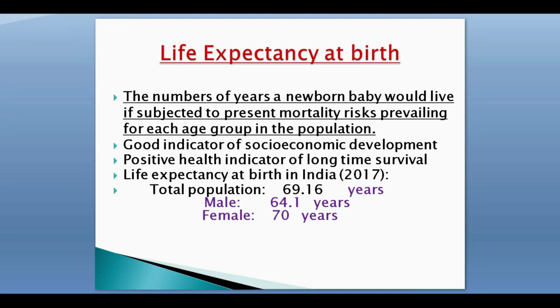What is life expectancy at birth? The number of years a newborn baby would live if subjected to present mortality risks prevailing for each age group in the population. It is a very good indicator of socio-economic development of a country, of an area, of a place. So it is a positive health indicator of long-term survival. Life expectancy at birth in India in 2017 was 79, where males live less than females.